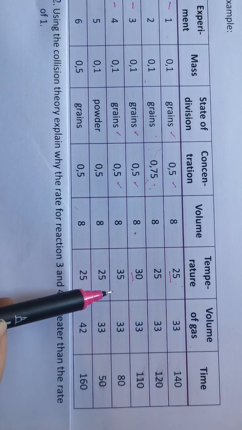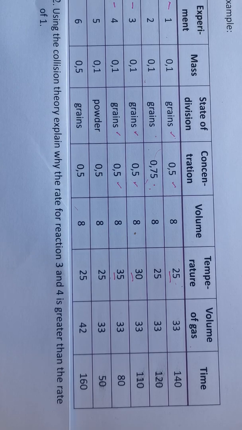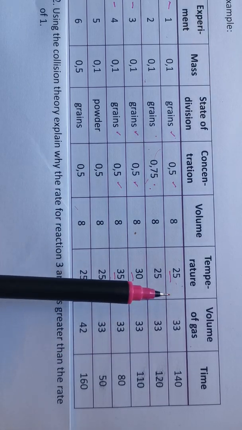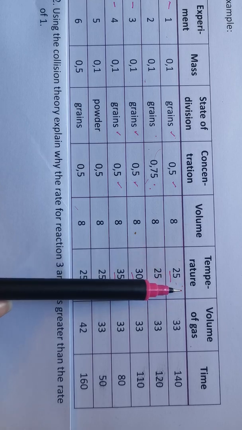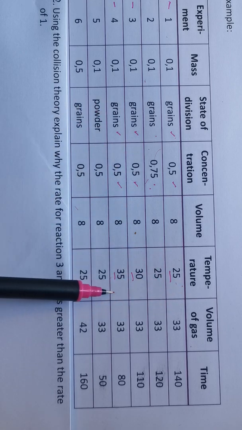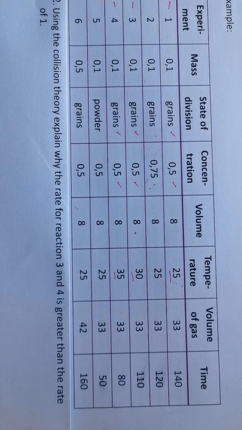Also, and then I have 35. So as you can see, the temperature is increasing from experiment 1, and then experiment 3 is 30 and experiment 4 is 35. So the temperature keeps increasing.